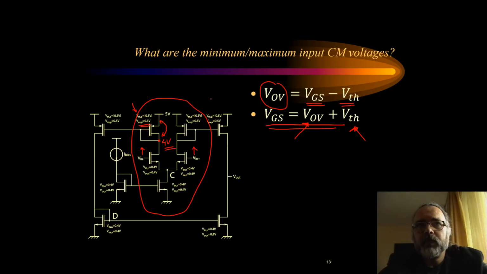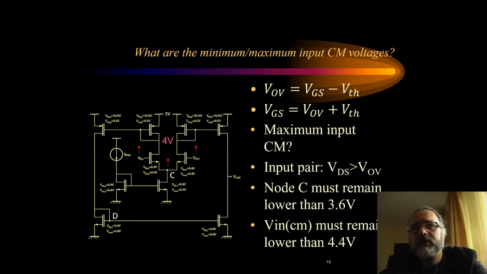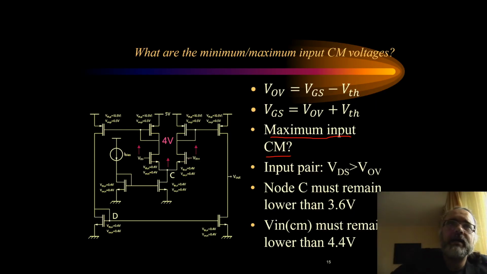Then we consider common mode signals, so they change together. Hence, this node C will also change together with the input voltages. Now this is 4 volts, as we calculated. Now we ask what is the maximum input common mode voltage. How high can the input go so that all transistors remain in saturation?